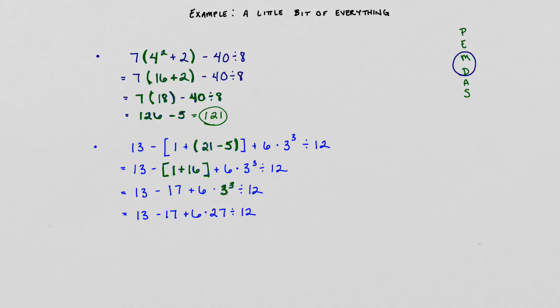Now we can go ahead and look at multiplication and division. So we have 6 times 27 divided by 12.